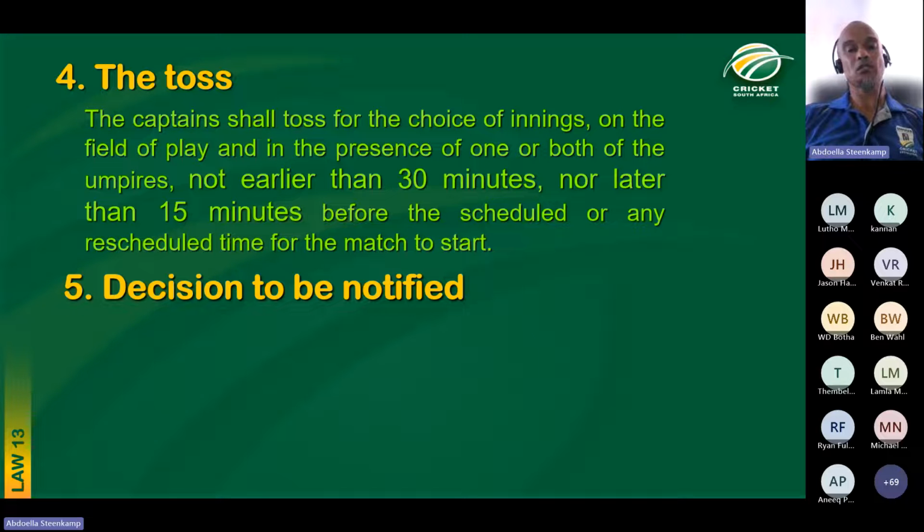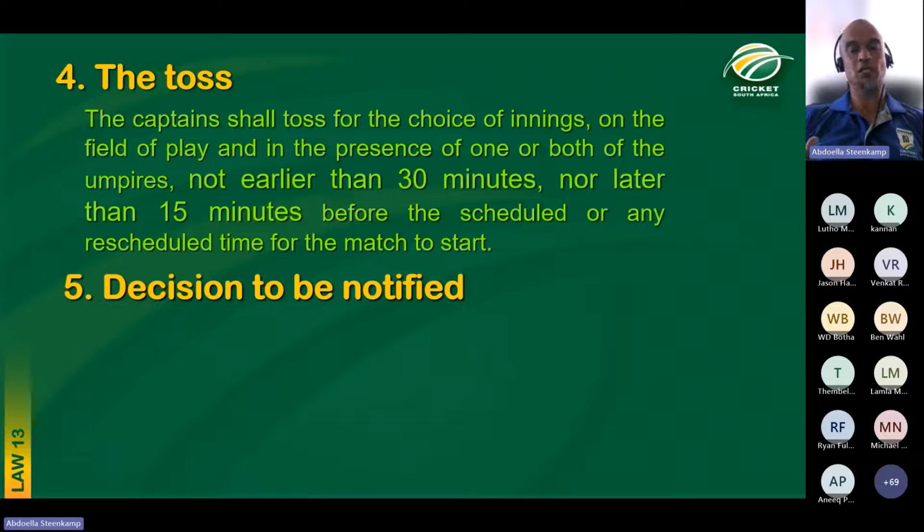Who needs to be at the toss? One or both umpires need to be at the toss. Sometimes it's not possible for both umpires to be there, but the law wants at least one umpire at the toss. So when is the toss, or what are the timings of the toss? There's a window period: a 15-minute window, and the law tells us not earlier than 30 minutes and not later than 15 minutes before play is about to start.